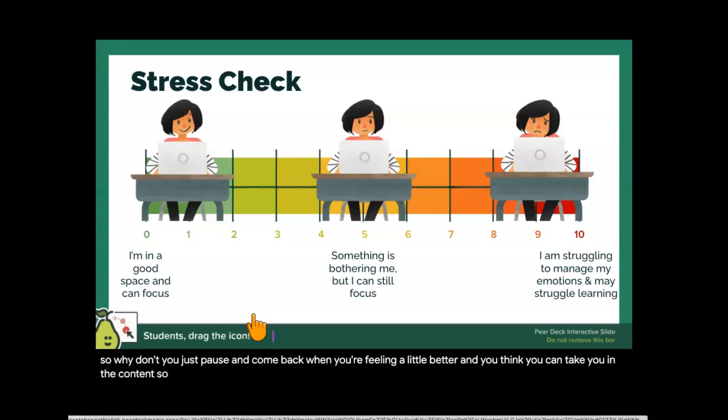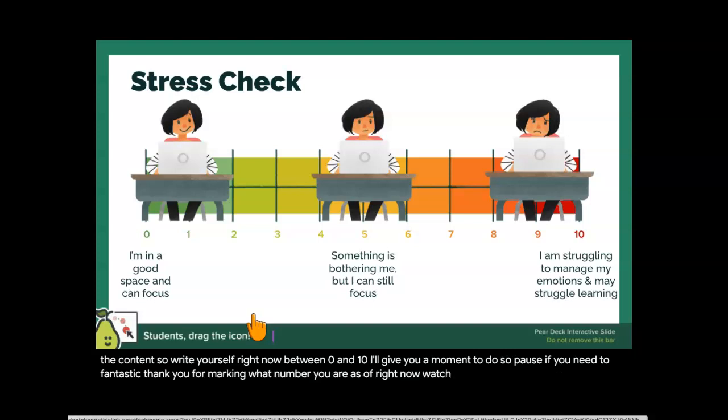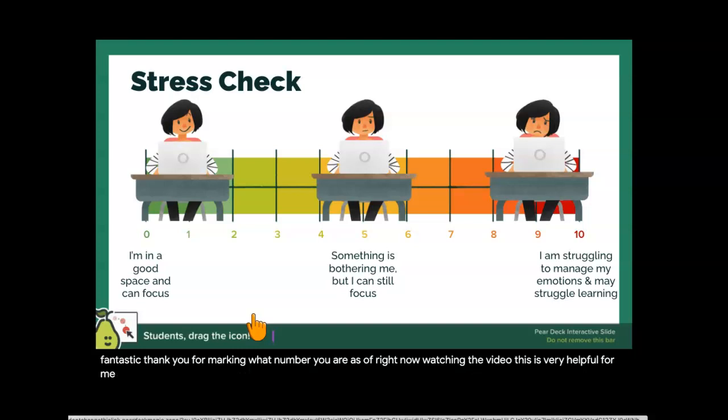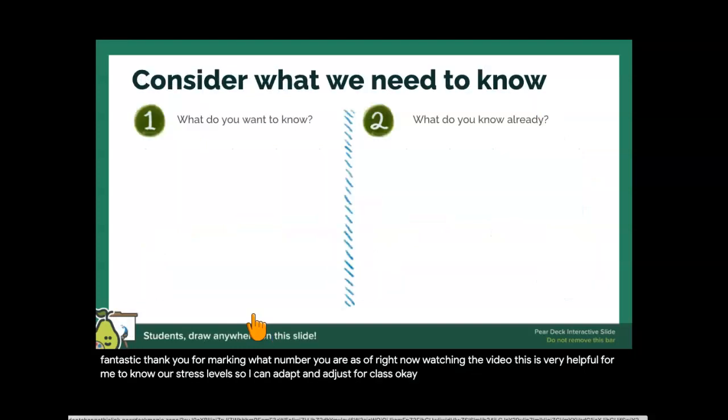So rate yourself right now between 0 and 10. I'll give you a moment to do so. Pause if you need to. All right, fantastic. Thank you for marking what number you are as of right now watching the video. This is very helpful for me to know our stress levels so I can adapt and adjust for class. Okay, thank you for doing that.